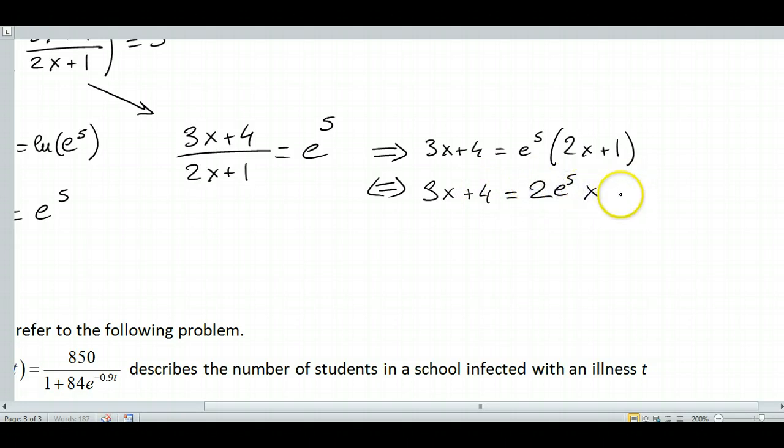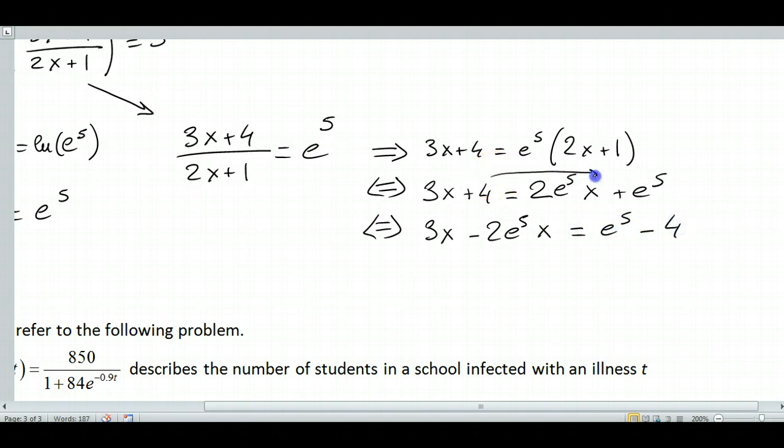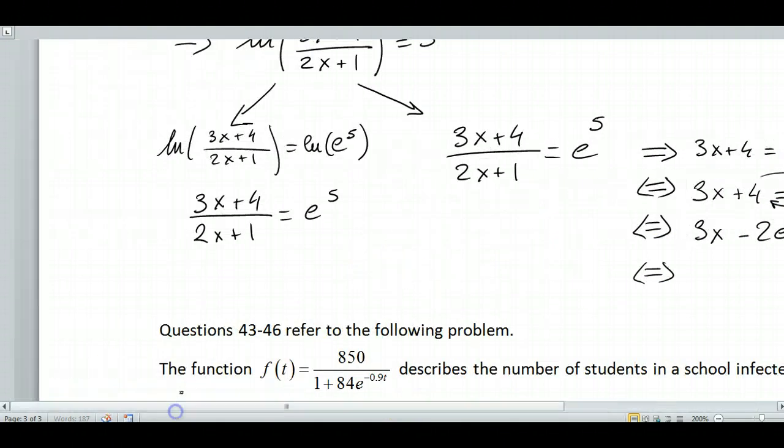But right now it's really not important. Plus e5, I'm distributing. I want to put all my x's on the same side. So we have 3x minus 2e5. Don't worry about the e5 right here. This is just a number, right? It's like pi, it's just a number. It's like 5, negative 2, whatever. Equals e5 minus 4, right? I'm moving the 4 here and this term here. I'm factoring x. I need more room, so it's not going to work for me.